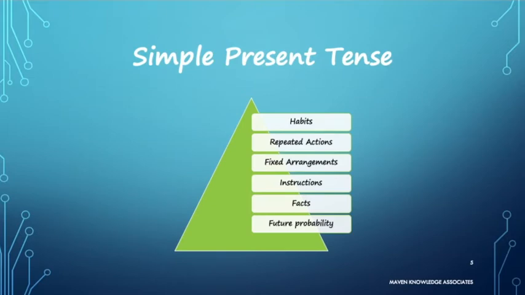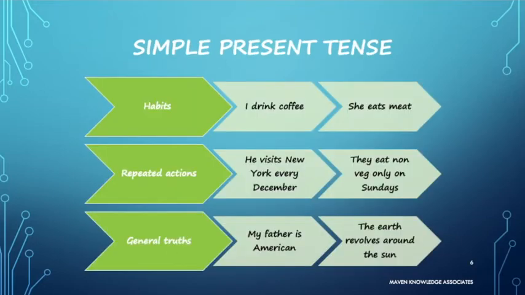So simple present tense talks about habits, repeated actions, fixed arrangements, instructions, facts, future probability. Let's understand this in detail. When we talk about habits, we say, I drink coffee. So drink is the base verb, it will remain the same. Then she eats meat. She is a singular person, so we will add s in the base verb. So eat will become eats.